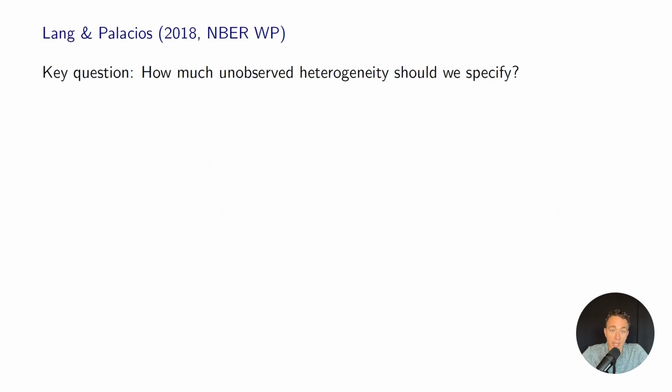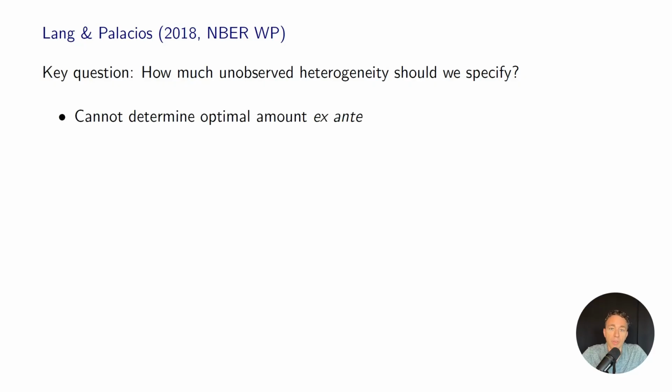So let's look at a paper by Lang and Palacios. This is unpublished. It was released several years ago, but I still think it has pedagogical value for understanding when we might want to think more about model validation and be more formal. So the key question of this paper is, how do we know the amount of unobserved heterogeneity that we should allow our model to have? In this case, it's a finite mixture model. Basically, the question is, how many unobserved types should we have in the model?